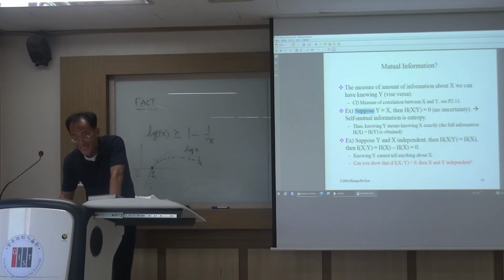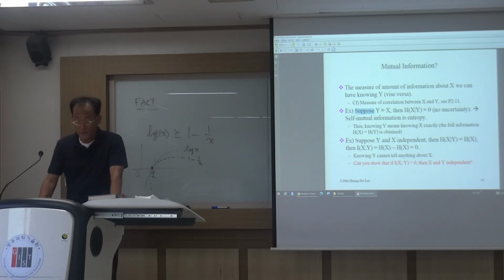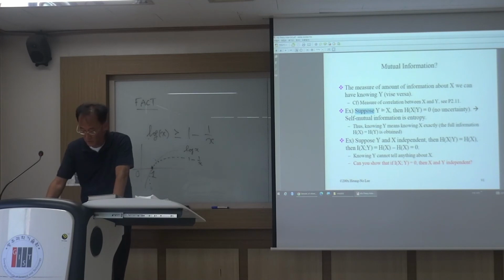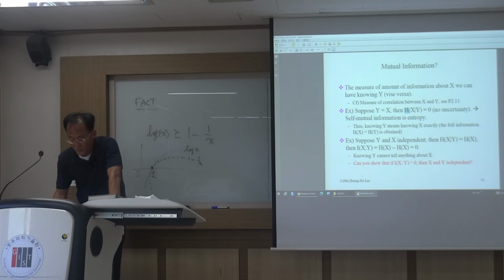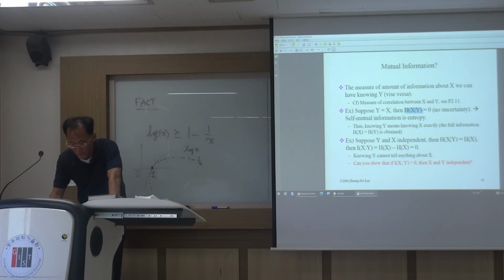So suppose Y is exactly equal to X. There is a transmission channel, there is no noise whatsoever. So you send, that's what you receive. There is no noise added to it. In such a case, there is no uncertainty added during the channel transmission. Let's say entropy of X given Y, or entropy of Y given X, because X and Y are exactly the same. Entropy is about uncertainty, and there is no uncertainty, so it is equal to 0. So self-mutual information is entropy, because the conditional part is equal to 0. You can write it this way.